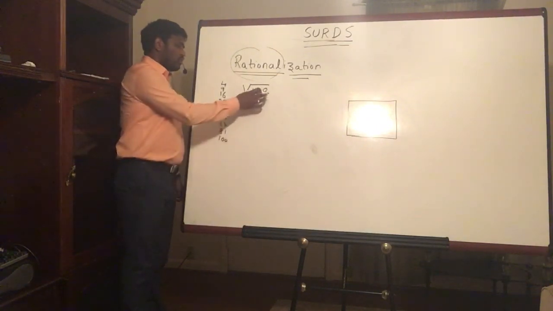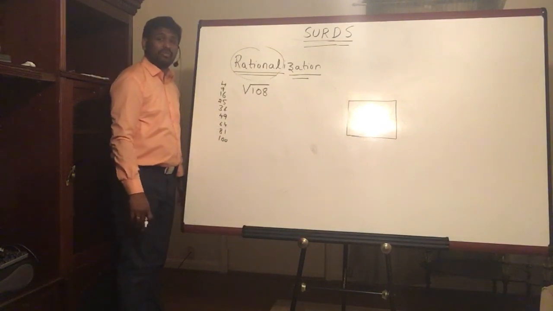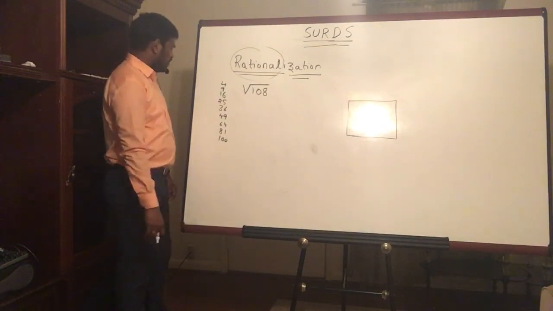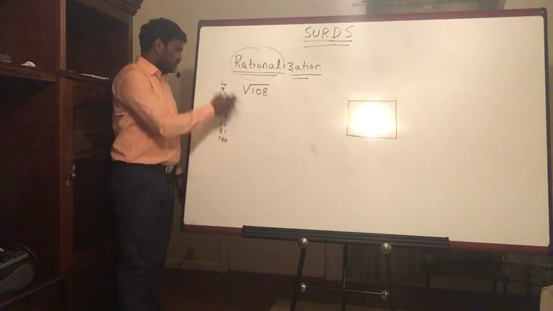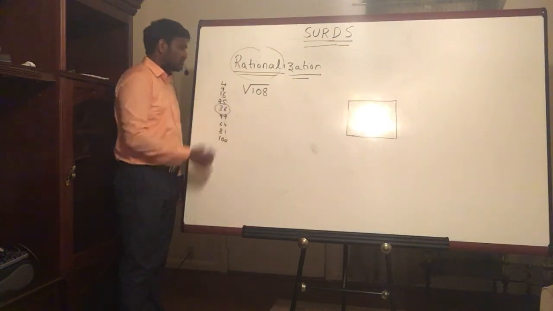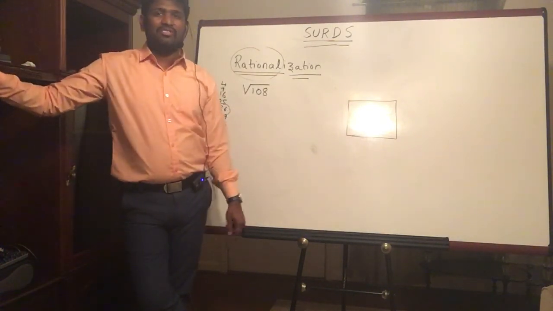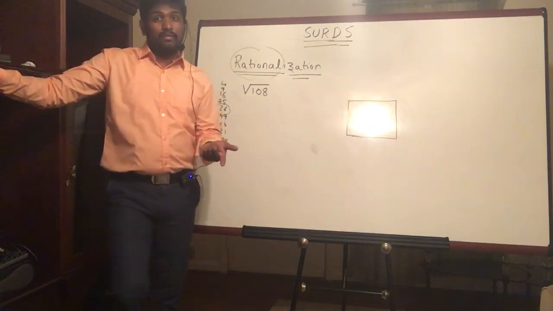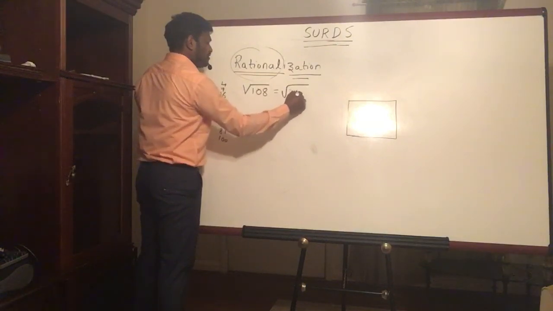Now check what is the greatest perfect square which goes into 108. Greatest perfect square which goes into 108. 108 goes in the 4 table. It also goes in the 16 table. I think the biggest number is 36. 108 goes in 36. 36 times 3 gives you 108. So this can be further simplified as square root of 36 times 3.